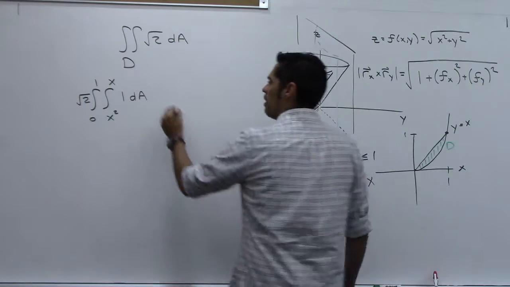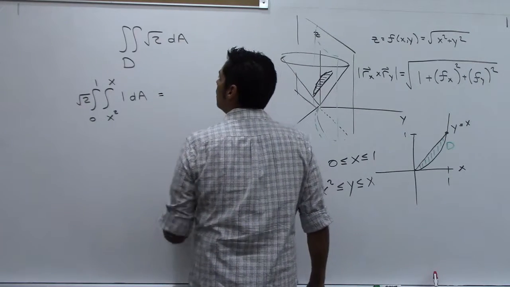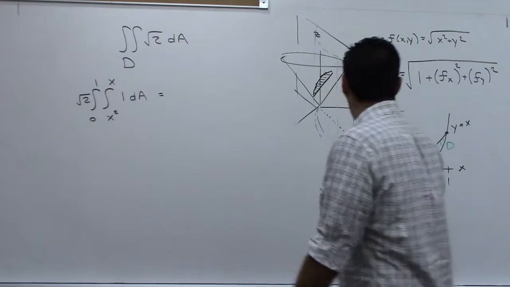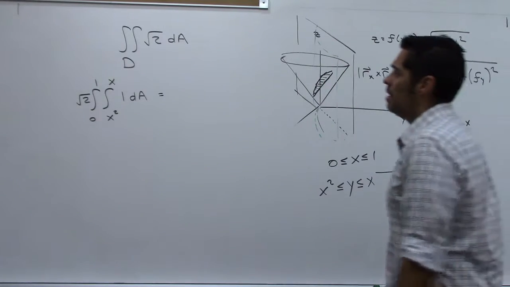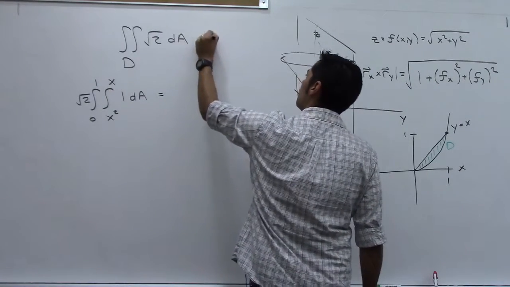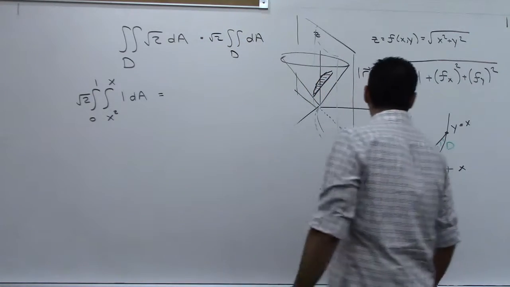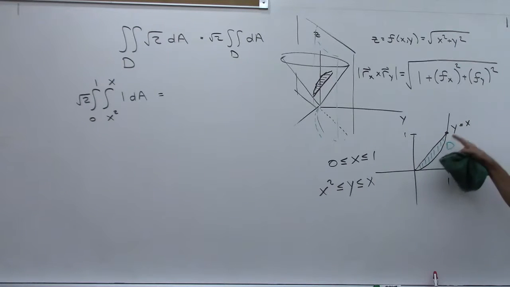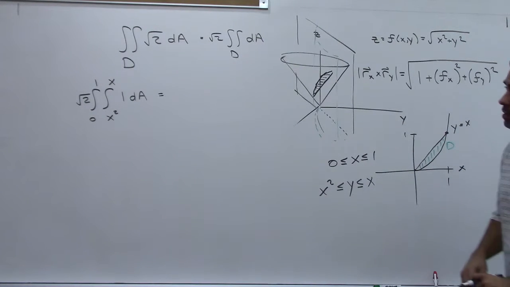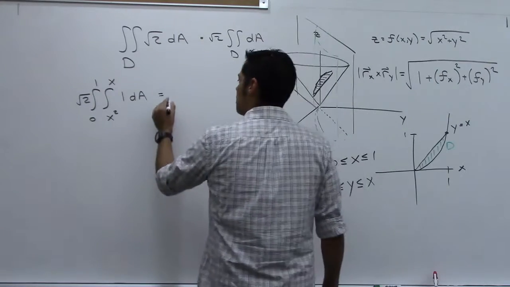And you know what? That area is not easy to find. I was going to say, if we were up here, we could have written root 2 double integral over D dA, and then if we could just find the area of this, we'd be done. But I don't know that area easily, so I can't. So I have to go through and just grind this thing out.